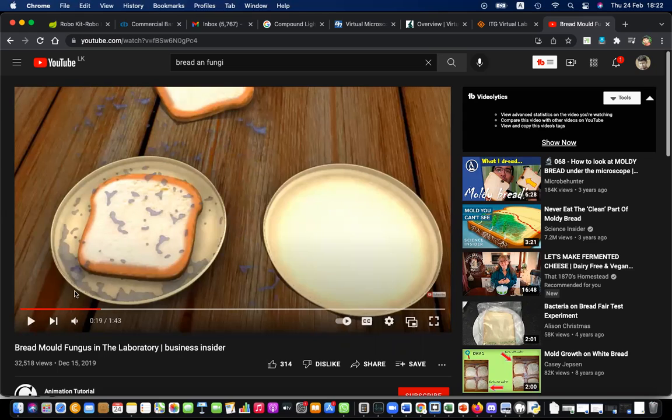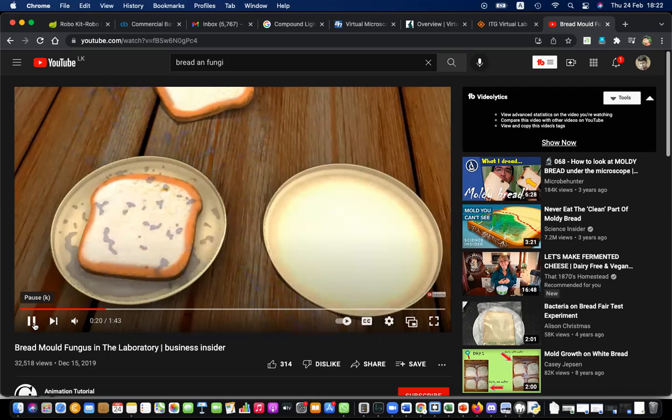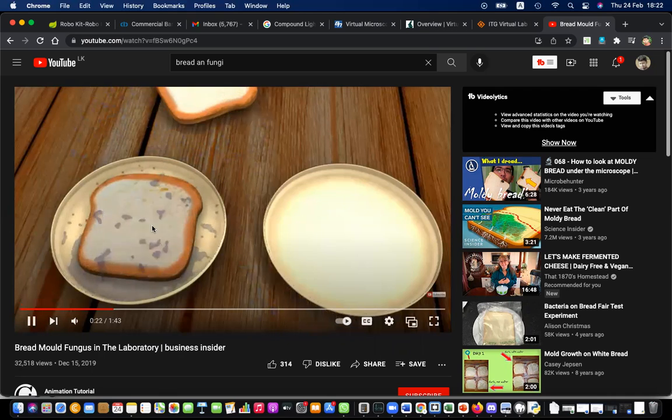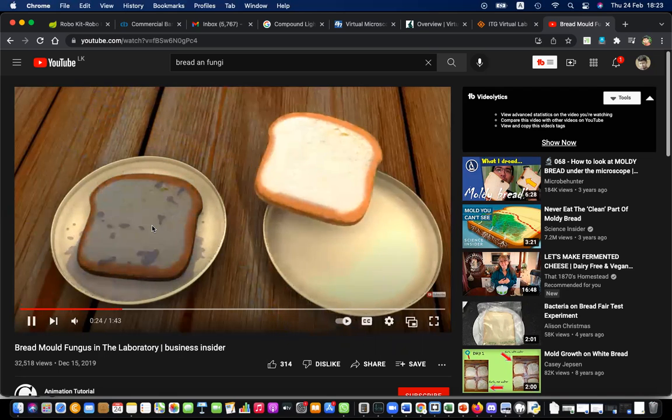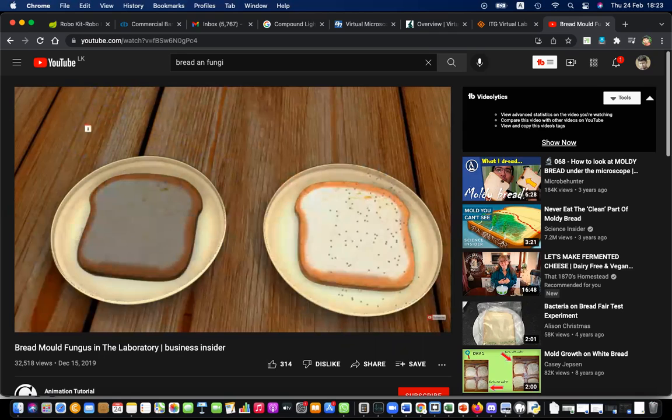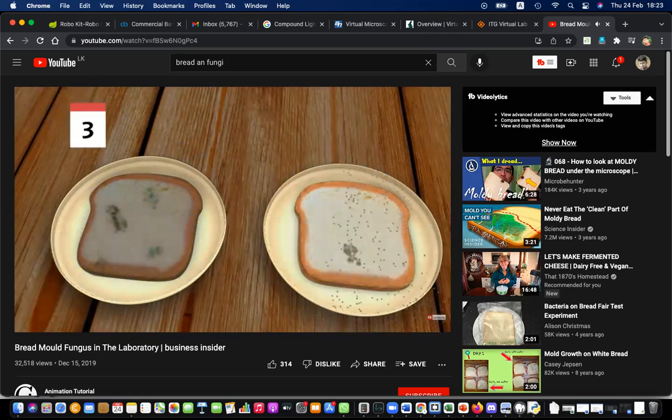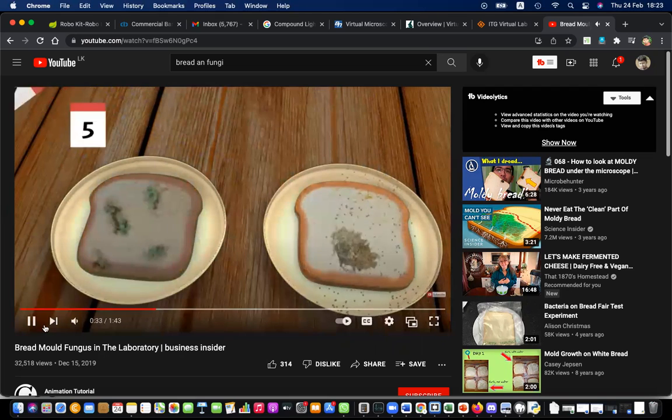Just take a piece of bread, put some water into it and keep it exposed to the environment. Then after some time you will notice a furry growth appearing on the bread. Okay, you can see this is accelerated, right? This is slowly happening, but this is accelerated. You can see some patches.